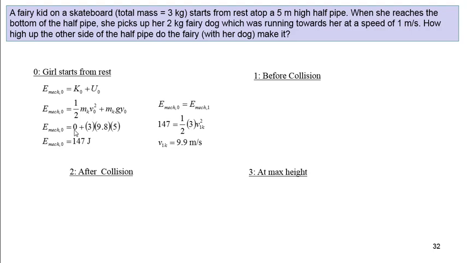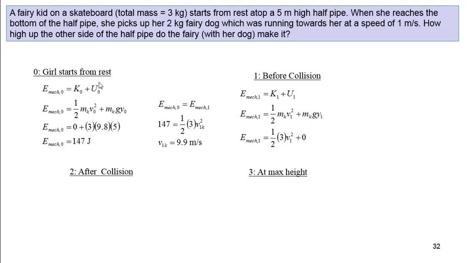And did I mess this up? Yes, I did. Okay, so right before the collision, this is when she's at the bottom of the half pipe. At this point, all of her energy is going to be kinetic energy. I don't know what her velocity is, though. I do know that her height down here is 0 meters, so that means she has 0 joules of potential energy. All of her energy is kinetic.